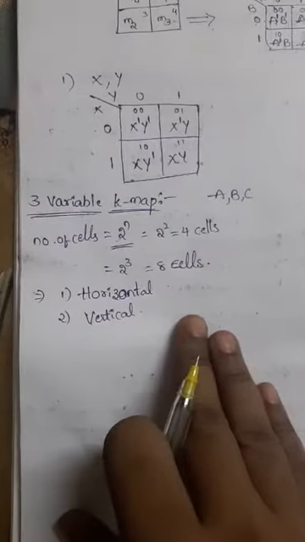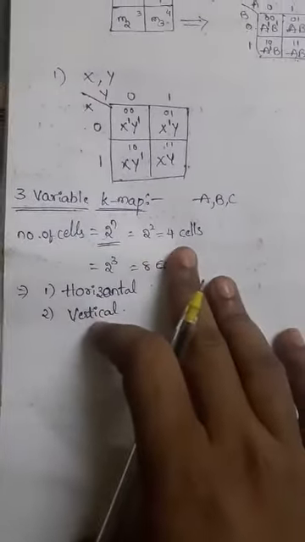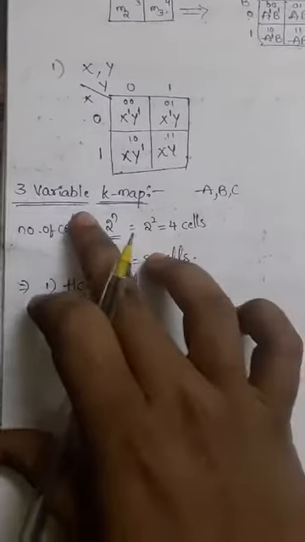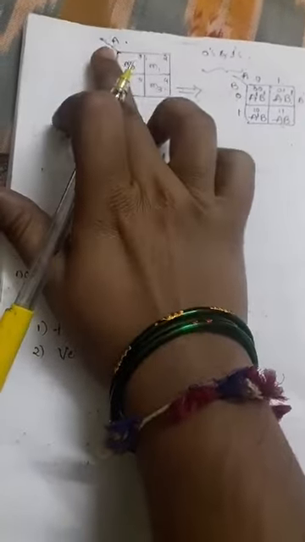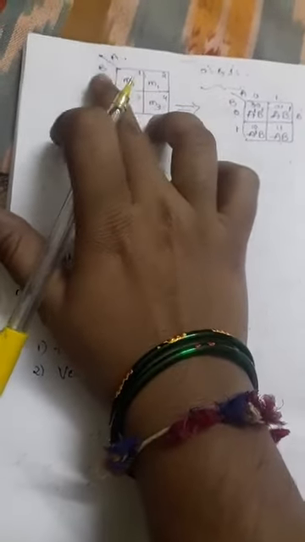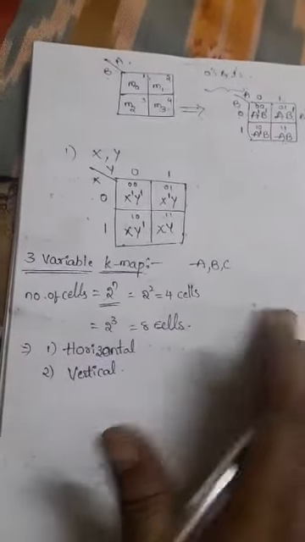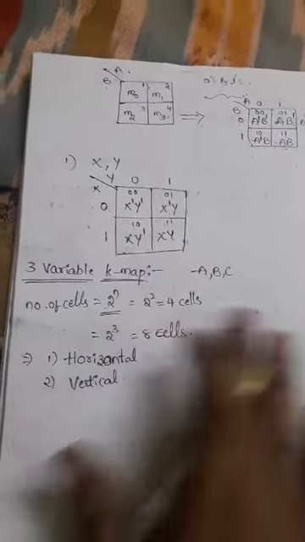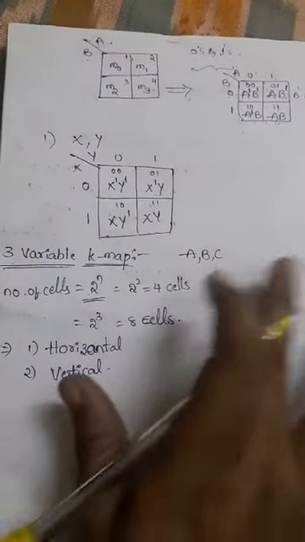In this class, we are going to discuss the next topic, that is the three variable K-map. I'm considering the three variables as A, B, C. As we discussed in the previous class, the two variable K-map consists of only two variables, referred to as A and B, or otherwise X and Y. In this way, for the three variable K-map, I can take A, B, C.